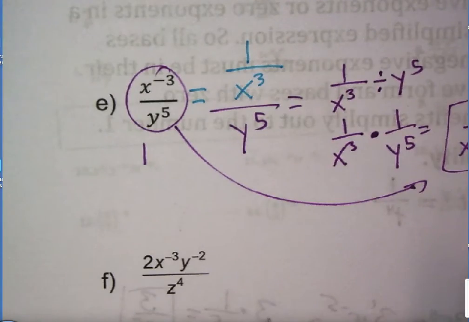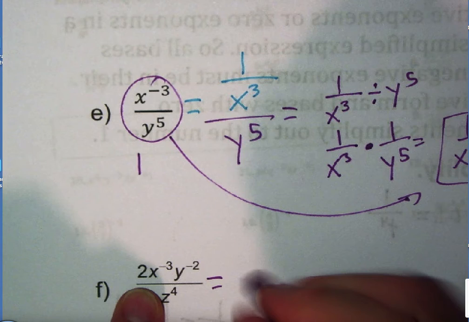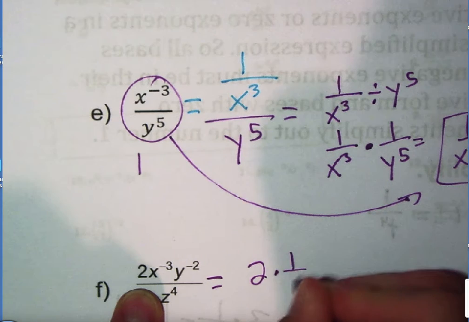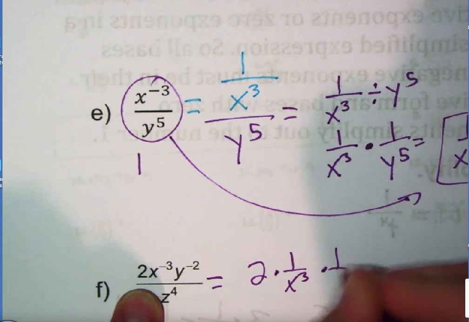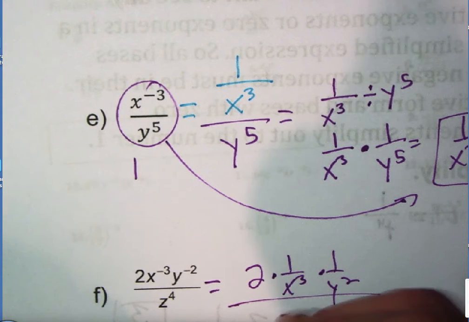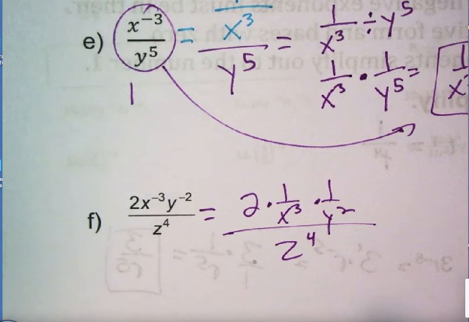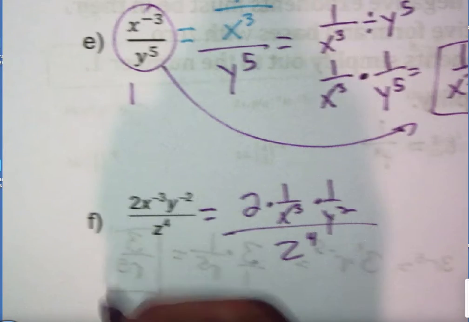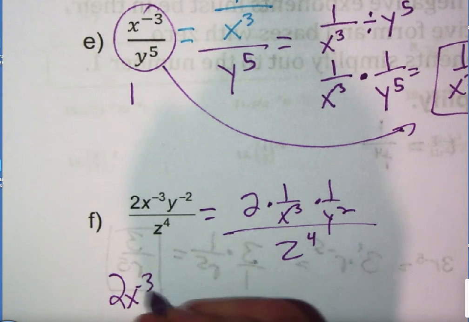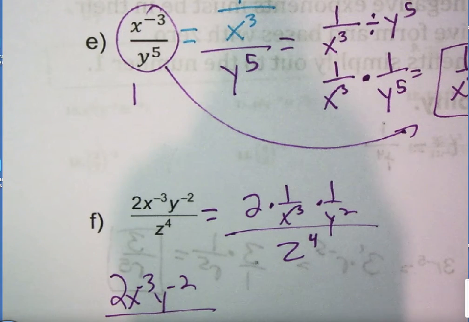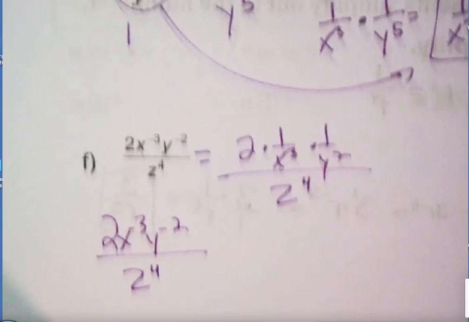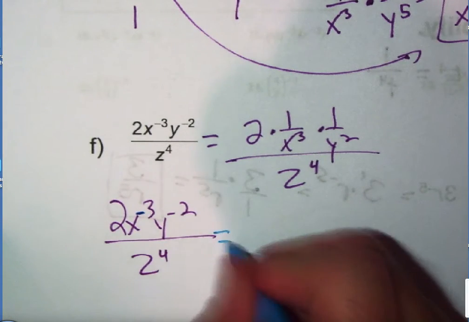Okay, we're going to try to use a little pattern here. We're not going to write out all our steps. You could write this as 2 times 1 over x to the 3rd times 1 over y to the 2nd over z to the 4th and do a bunch. But I have a different approach that I want you to take. Negative exponents will end up moving their location.